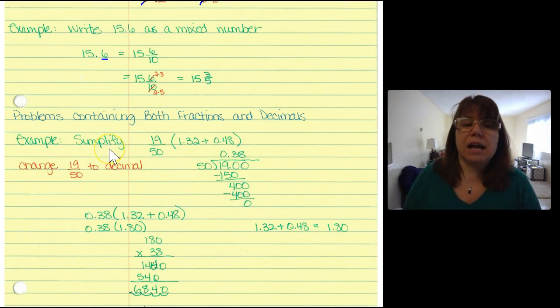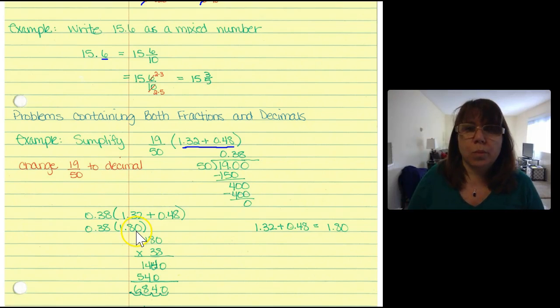In this example, simplify 19/50ths times (1.32 plus 0.48). The decimals I can combine. Those are in parentheses. I can do that first, and I can combine 1.32 with 0.48. And I probably should say the correct words for those. 1 and 32 hundredths plus 48 hundredths. Therefore, my decimal is going to be 1.8. 1 and 8 tenths.